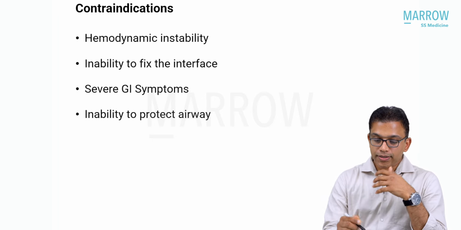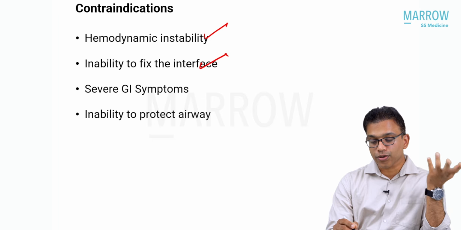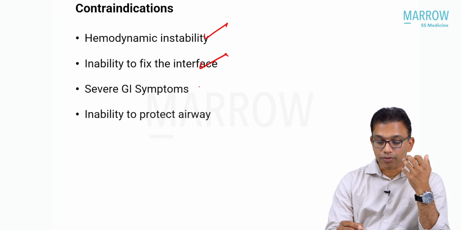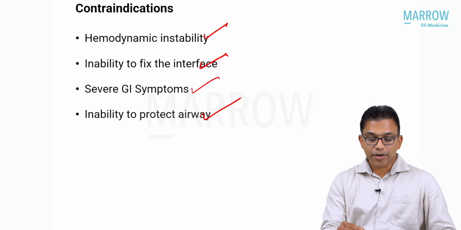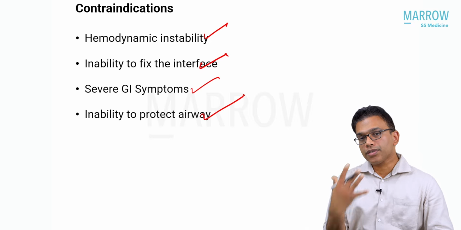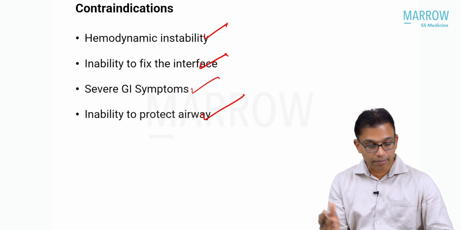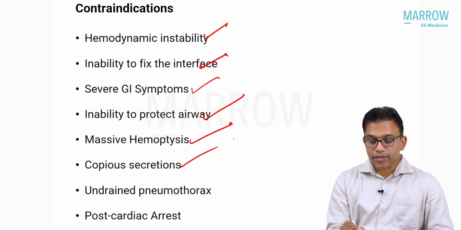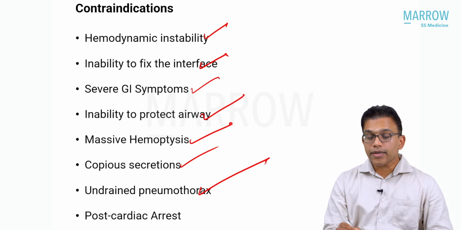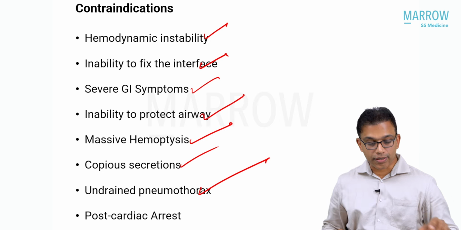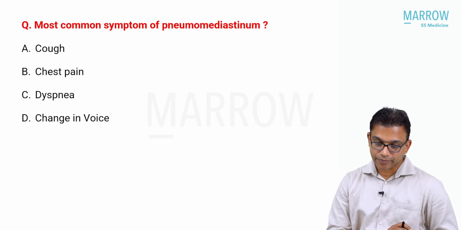So what are the contraindications? Hemodynamic instability, inability to fix the air interface, maybe due to multiple issues, due to abnormal facial issues or facial trauma, severe GI symptoms like extensive bowel distension, inability to protect the airway because the patient is very drowsy due to some other reason, maybe because of CVA, IC bleed, like that. Massive hemoptysis, copious secretion. Why is it contraindicated? Because there is a higher chance of aspiration. Undrained pneumothorax, it can go into a tension pneumothorax. Post cardiac arrest. These are the usual contraindications for NIV.